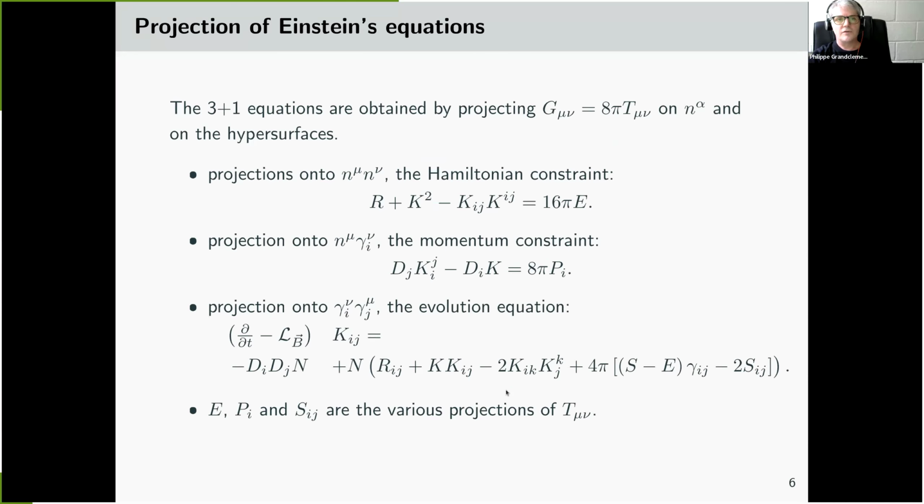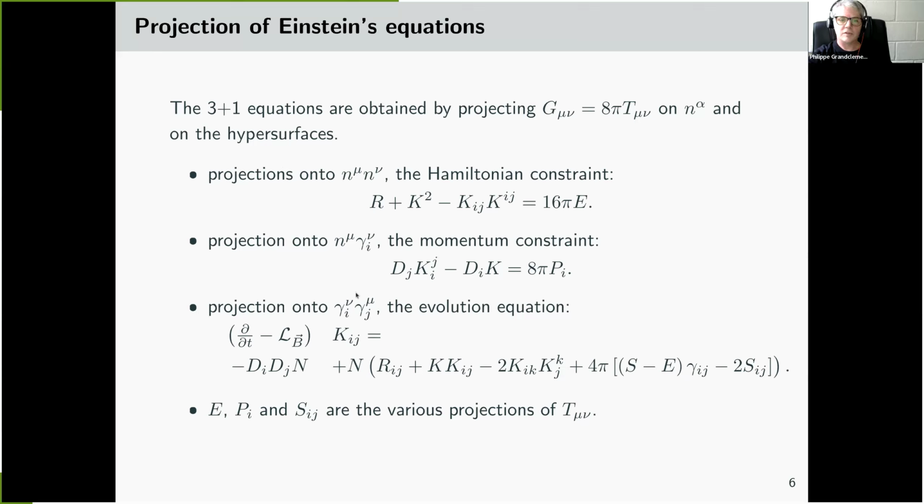Okay, so just to finish with the 3+1 equation, the game now is to take Einstein equation and to project the indices, mu and nu, either along the normal or on the hypersurface. For instance, if you project both indices along the normal, you recover something which is called the Hamiltonian constraint equation. If you project one index along the normal, the other one on the hypersurface, you get a spatial vectorial equation, which is the momentum constraint equation.